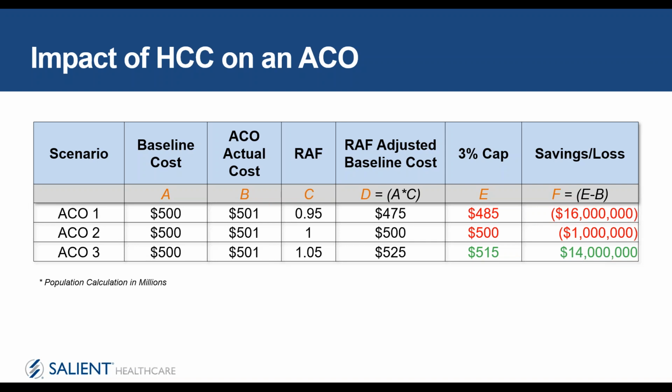Now, remember, savings and losses are kept at 3%. Now, even if you have an ACO that took great care of their patients but forgot to code accurately for their acuity, you're losing over $16 million, and that's a really significant impact, especially if you're in two-sided risk contracts.